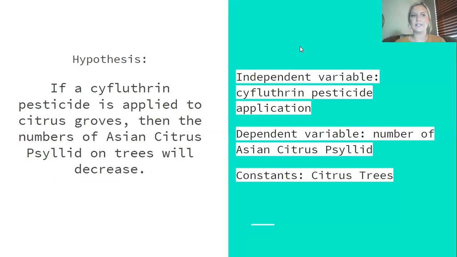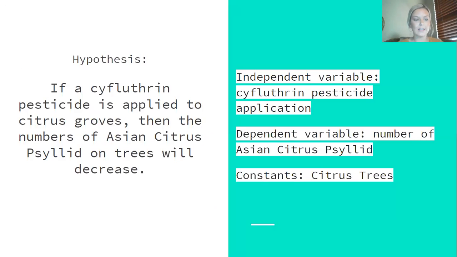So hypothesis: if a cyfluthrin, that's a hard word to say, pesticide is applied to citrus groves, then the numbers of Asian citrus psyllid on trees will decrease. Independent variable, cyfluthrin pesticide application. So that's what's going to change. The dependent variable, number of Asian citrus psyllids. And the constants, that's nothing changing, that's the citrus trees.